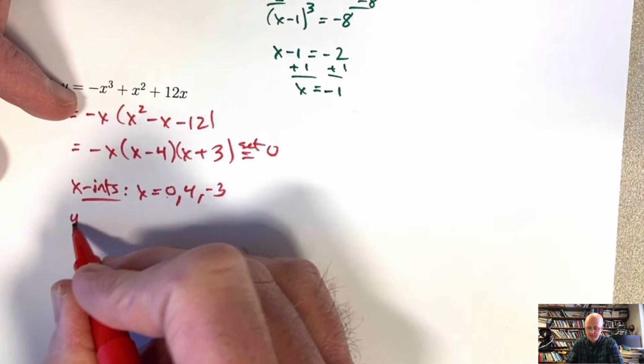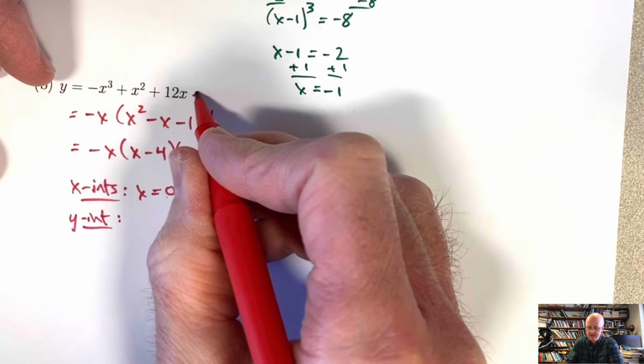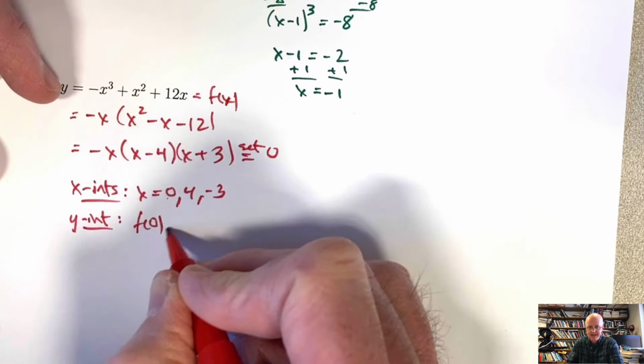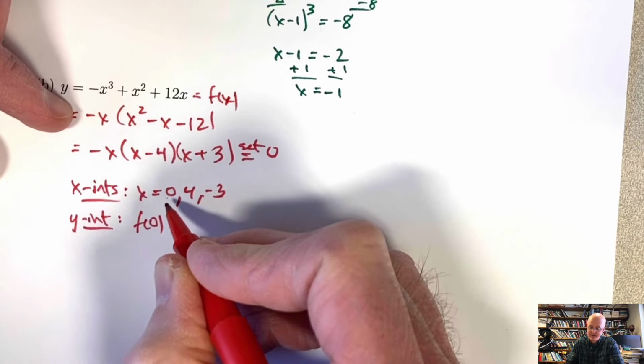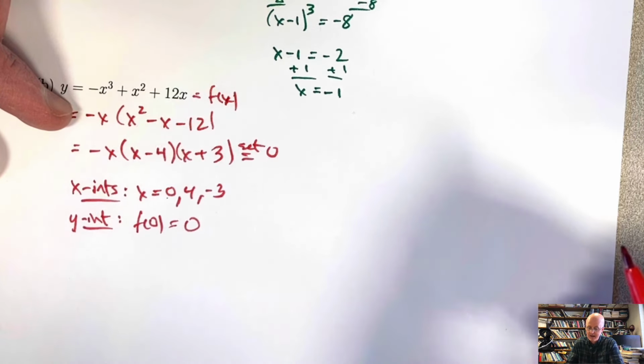Again, the y-intercept is always easy. That's just the function value at x equals 0. I could give this function a name, f of x. What is f of 0? Well, that's easy. In fact, I know the x-intercept is 0, so therefore the y-intercept would also have to be 0.